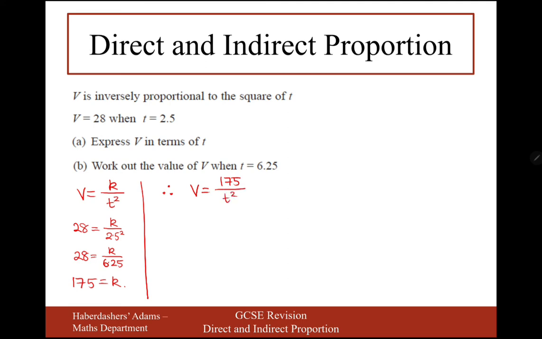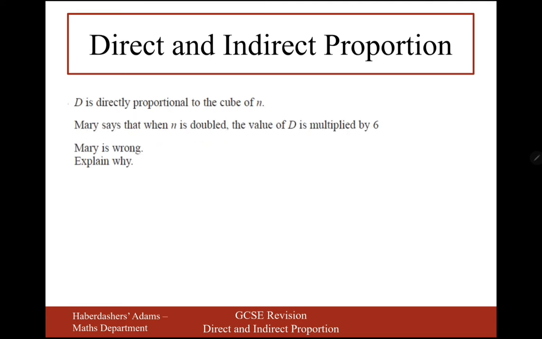Lovely, there we are. Moving on to part B, work out the value of v when t equals 6.25. So let's substitute that in. 175 divided by 6.25 squared. Now try doing that all in one go in your calculator. Divided by brackets 6.25 squared, close brackets, and we get 4.48. Lovely, there we are, that's the answer to that question now. And let's move on to the next one.